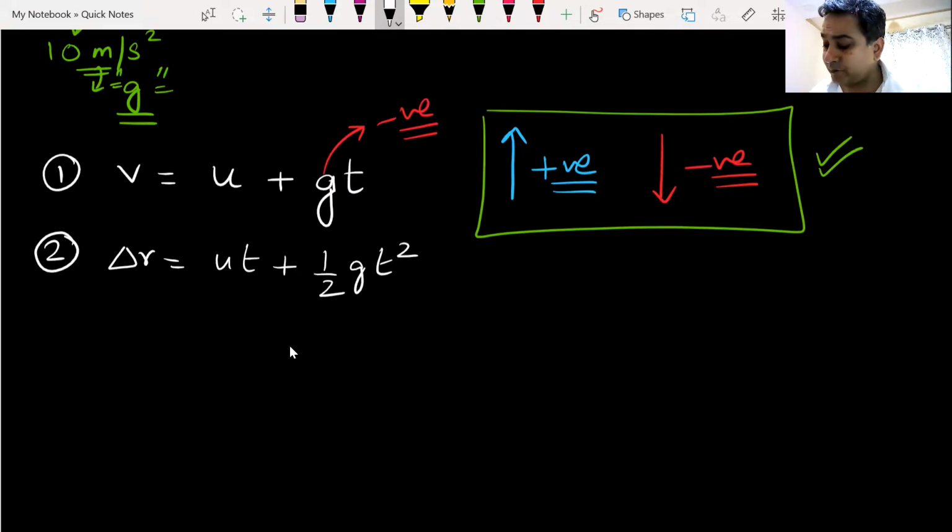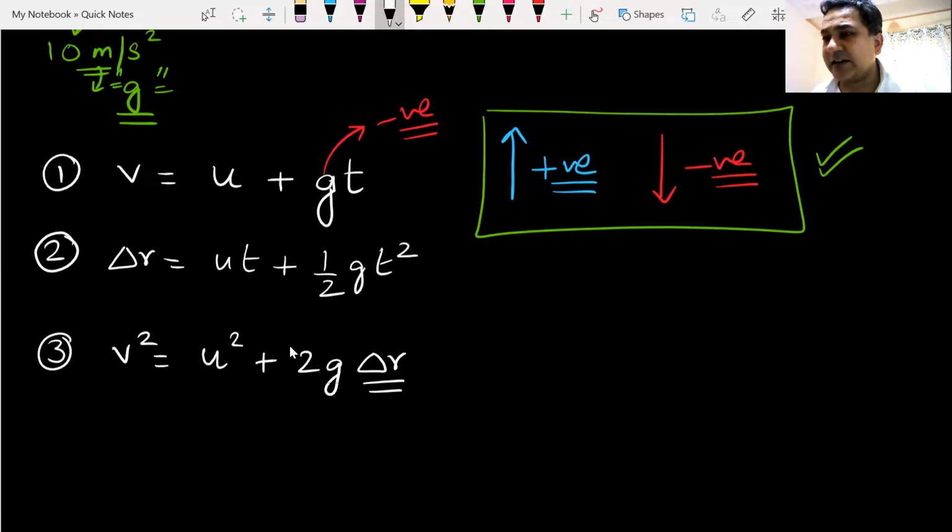It remains the same. What about equation number 3? What is equation number 3 for motion under gravity? In gravity, the acceleration is taken as constant. What is equation number 3? I'm waiting for your answers. No one knows equation number 3? Yes, Santosh. V squared is equal to u squared plus 2 times G into delta R.